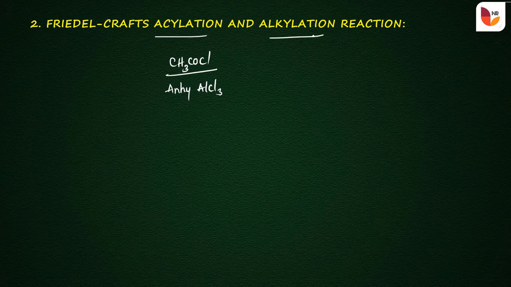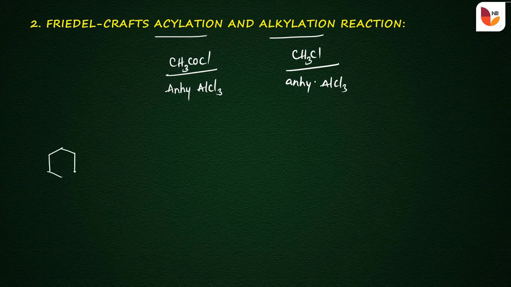And during the alkylation reactions, the ethers are treated with methyl chloride, CH3Cl, in the presence of the same catalyst, that is anhydrous AlCl3. Very important reactions and simple reaction. Just remember the reagents to be used in the alkylation and acylation. In the acylation, acetyl chloride is to be used as a reagent, and in the alkylation, methyl chloride is to be used. Let us see the chemical reactions.